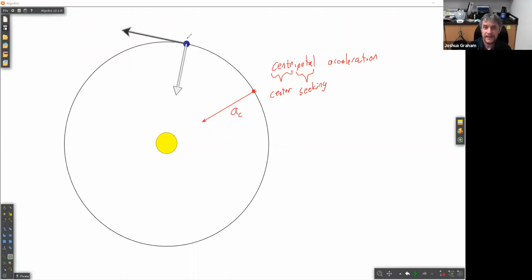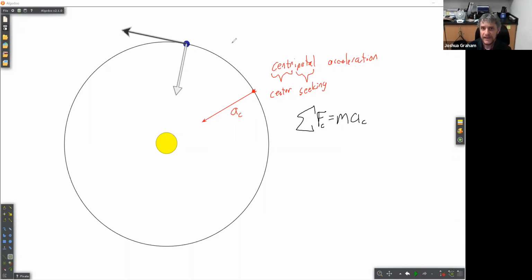Okay. Now, how do I deal with that? First of all, Newton's second law still applies. The net force is going to be equal to the mass times the acceleration. If my force here, which again is the gravitational force, points towards the center of a circle and the object moves in a circle, then we call it a centripetal force. Then we have a centripetal acceleration, and we can use Newton's second law just like we have been.